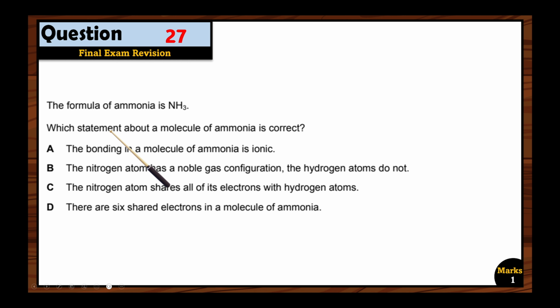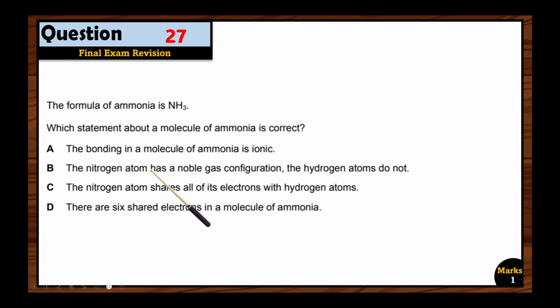Question number 27. The formula of ammonia is NH3. Which statement about a molecule of ammonia is correct? Option A, the bonding in a molecule of ammonia is ionic. That's wrong because nitrogen is a non-metal and hydrogen is also a non-metal. So it's a covalent compound.